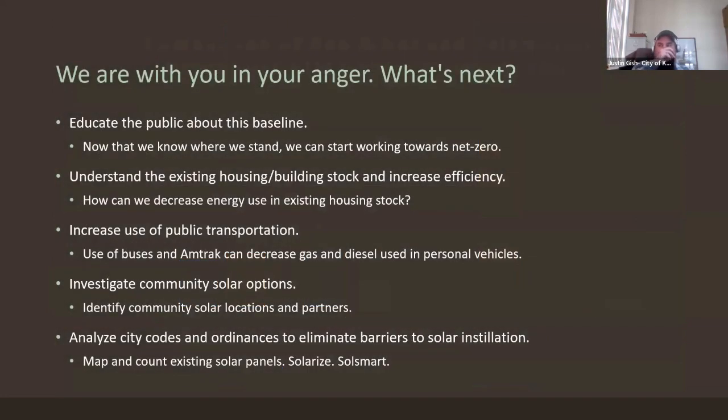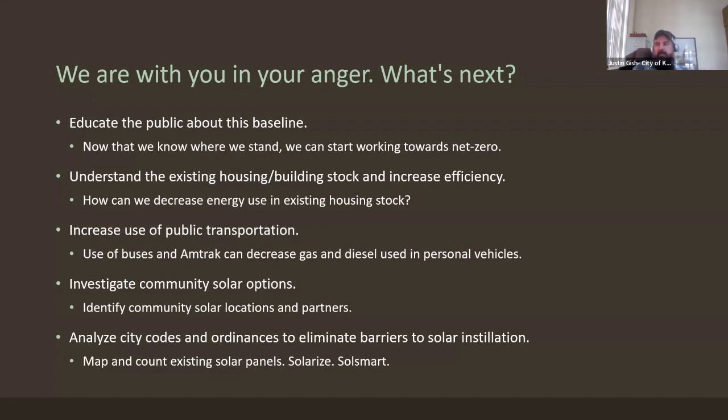All right, so what's next? First thing, you have to let people know where we're at and educate the public about the baseline. And then once we know where we're at, we can come together and figure out a way through this mess. What I want to do, and Mary and I talked a little bit about the new climate corps position that's going to start here.